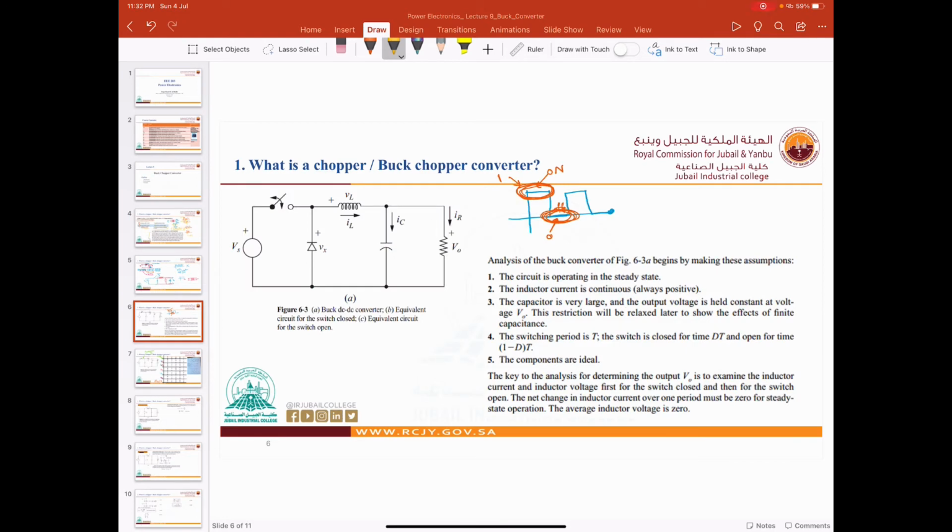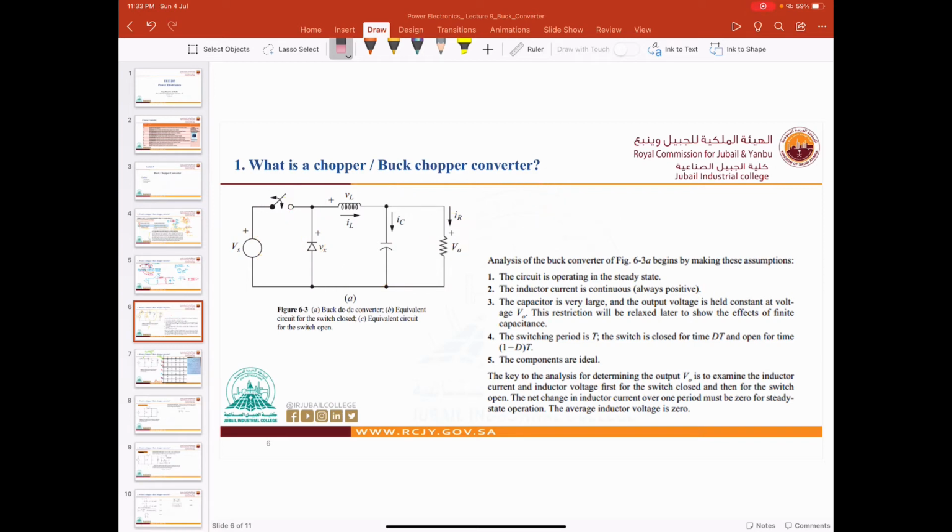Now, in order to analyze this circuit, as we said, this is our low pass filter. We have our diode, we have our power MOSFET switch, we have our load. This is our DC supply, in order to get DC output. Now, in order to analyze this circuit, we need to go for some assumptions.